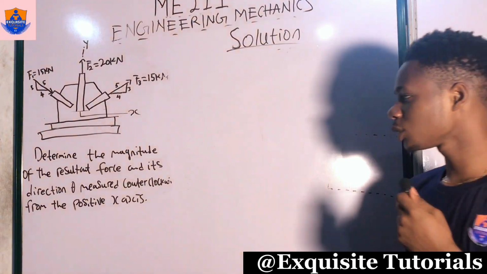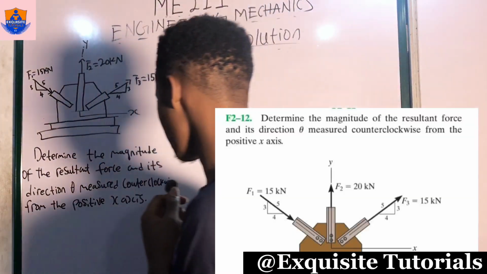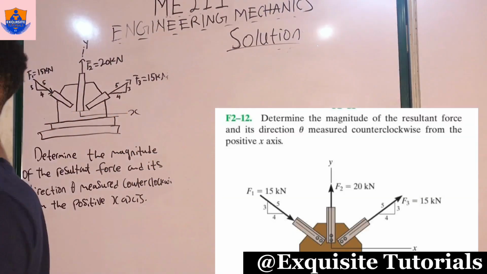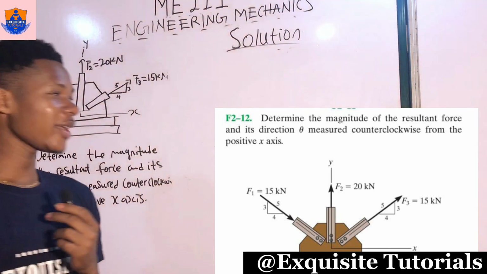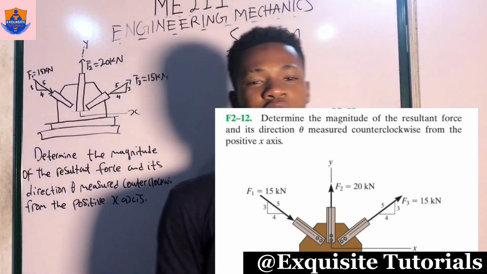Engineering problem on the board. The question says determine the magnitude of the resultant force and its direction theta measured counterclockwise to the positive x-axis. Now, how do we solve a problem like this?